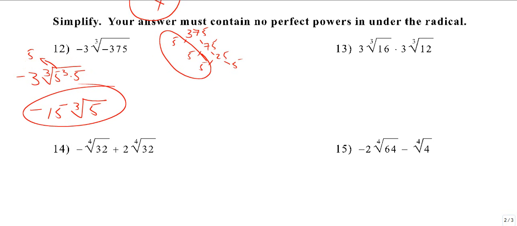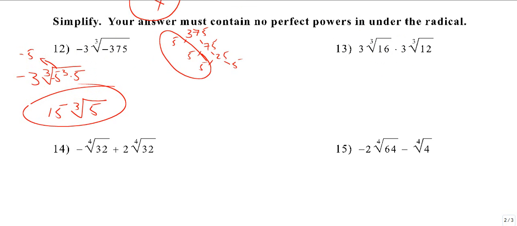Oh, and I made a little mistake here because this is a negative and there's a negative out there. So actually what's going to come out is the negative also. So actually I should have said that's a negative 5 coming out, and I forgot to put my negative 5 on that. So that would change. A negative times a negative is a positive. So that would be 15 times the cube root of 5. Let's go to the next one.